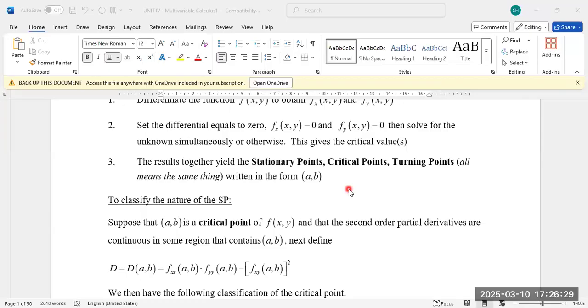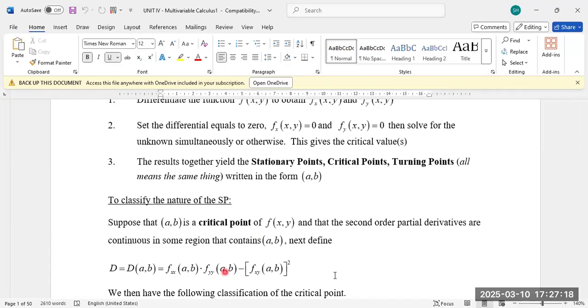And now to classify the nature of those stationary points. Suppose that you're given (a, b) is a critical point. So what do you mean by (a, b) is a critical point? You're given a value, and say the value that you're given is (a, b), for example like (1, 2) or (3, 5), the critical point. Then it is going to be the critical point of f(x, y), and the second order partial derivatives are continuous on some region that contains the critical point. If D is going to be equal to f_xx(a, b) times f_yy(a, b) minus f_xy(a, b) all squared.